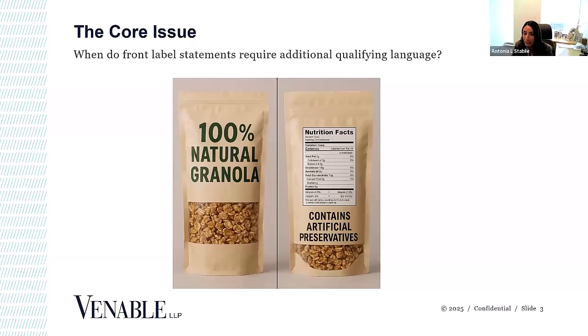Can you say 100% natural granola on the front label and then say on the back label that it has artificial preservatives? So we're going to address that today. And really, this issue comes up in every labeling case, whether it's food products, cosmetics, supplements. So yeah, we'll go through that.